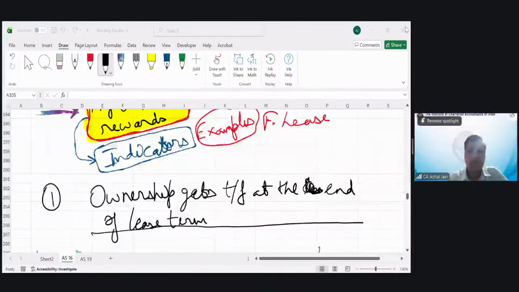Anyone else? Yes, Nisha? Sir, fifth point. Fifth point. Okay. What is that fifth point? And what is your query?